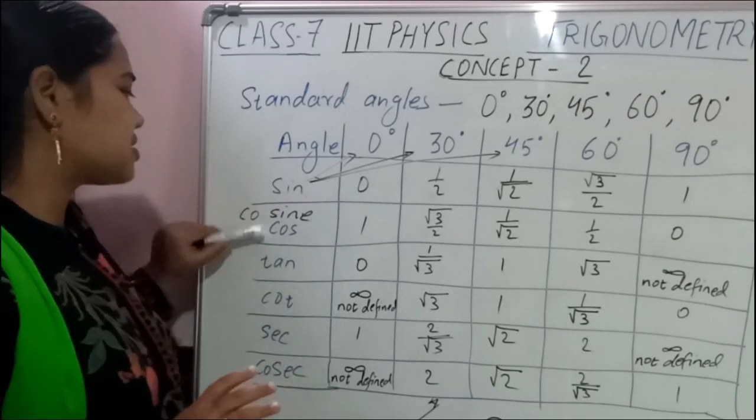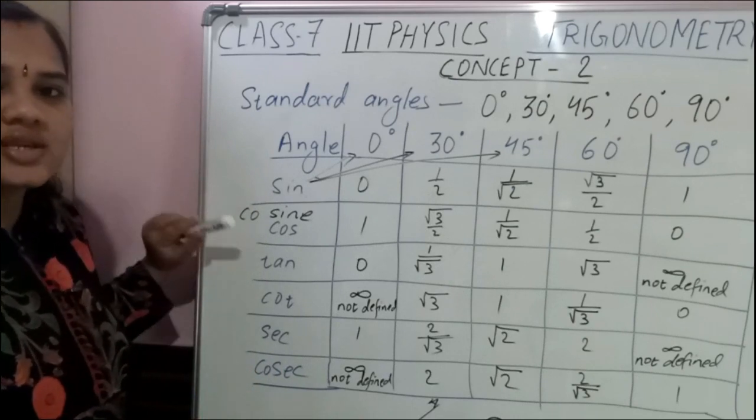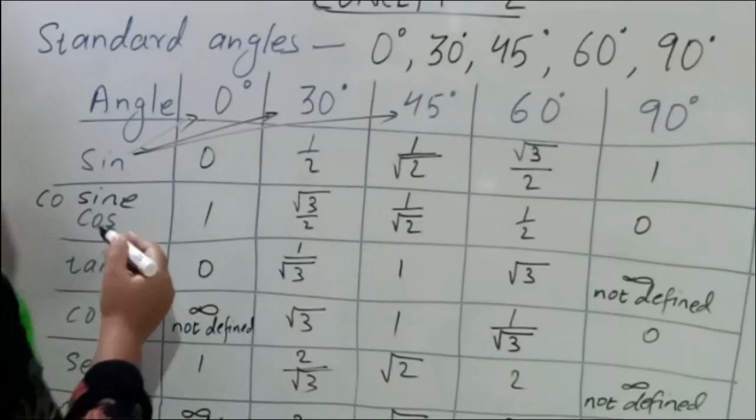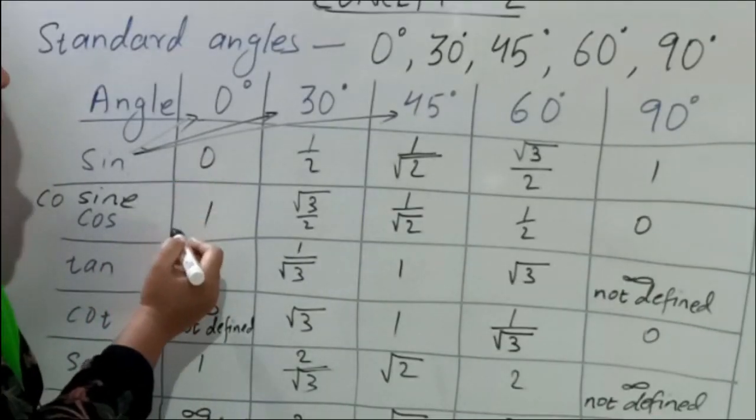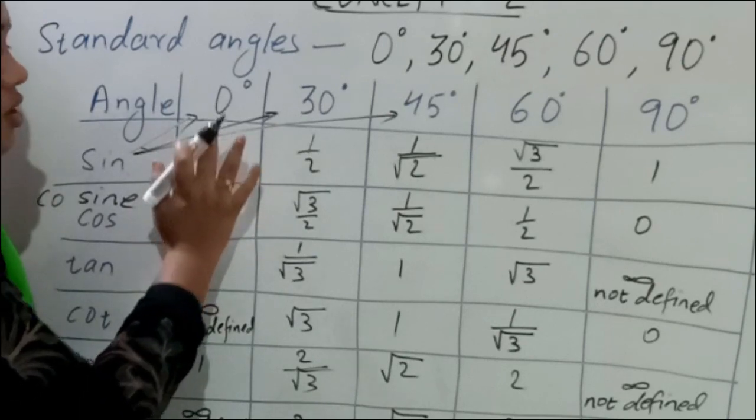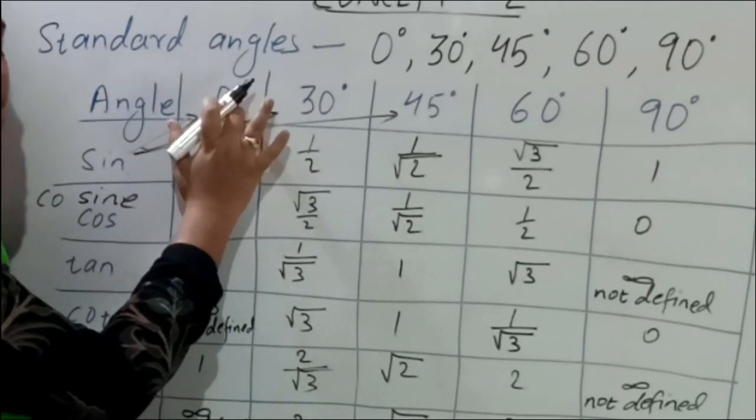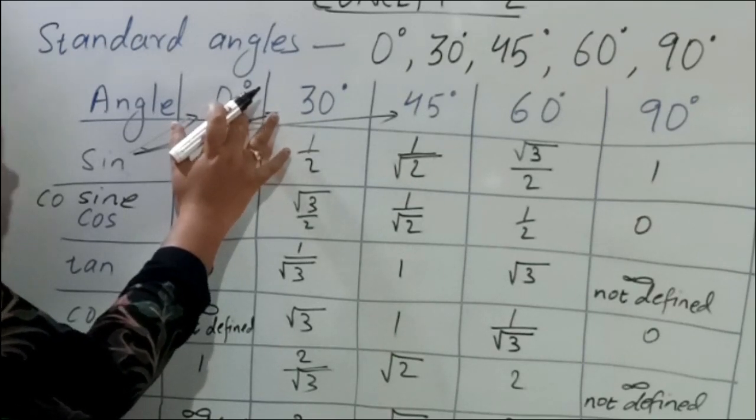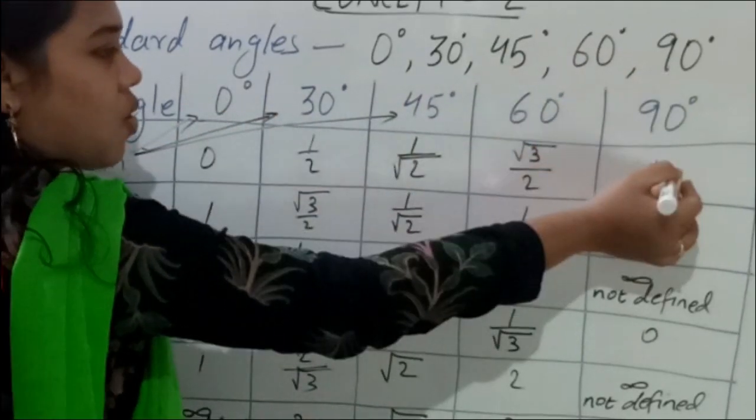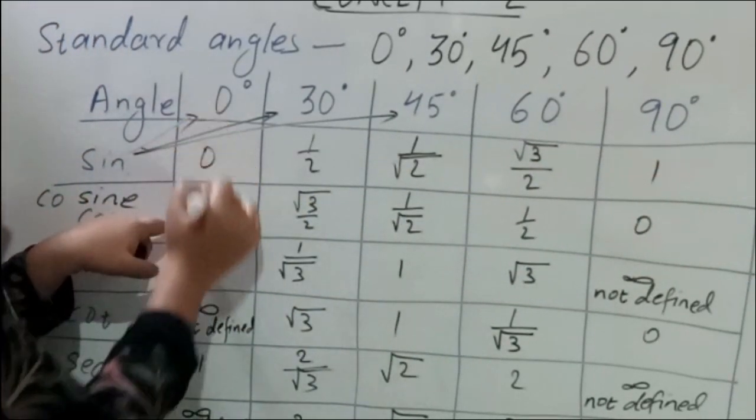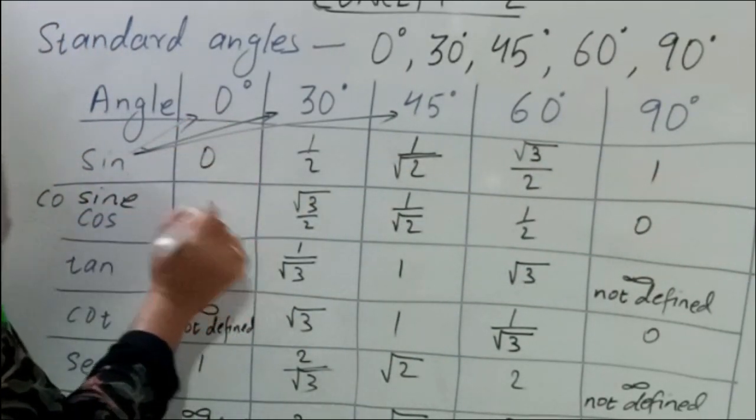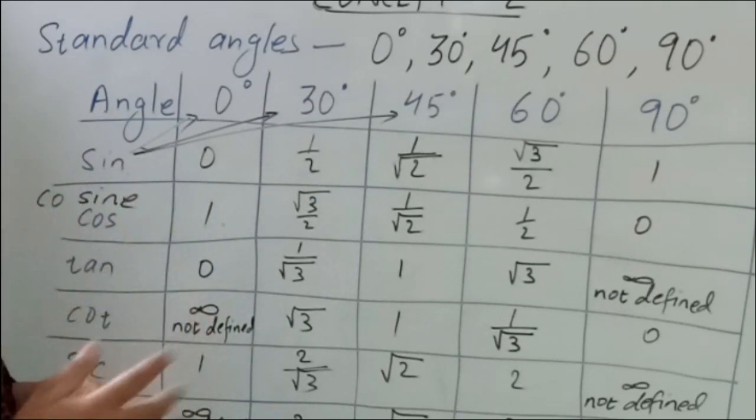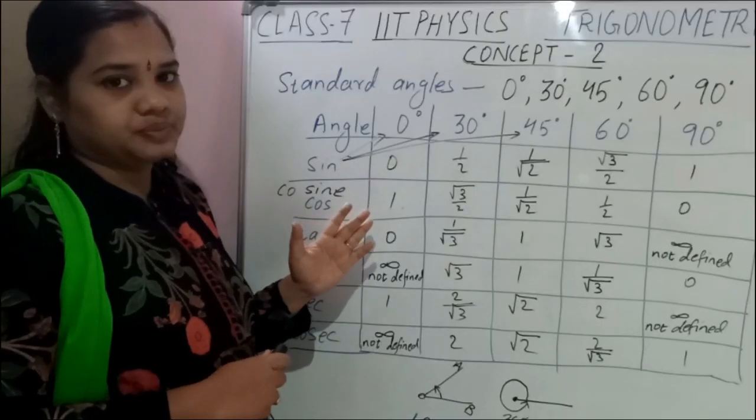So sine and cosine are complementary. Cosine means what? Complementary of sine. Okay, so cos 0 value means what? Cos 0. 0's complement is what? 90 minus 0, 90. So sine 90 value is 1. That's why cos 0 value is 1. Are you understanding? Sine and cosine are alternate methods to know the value.